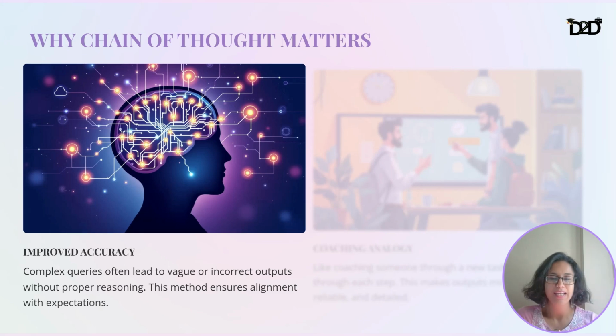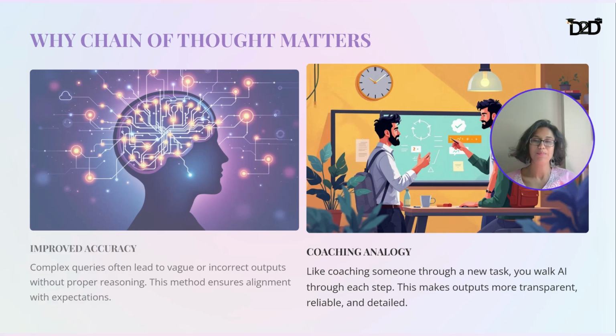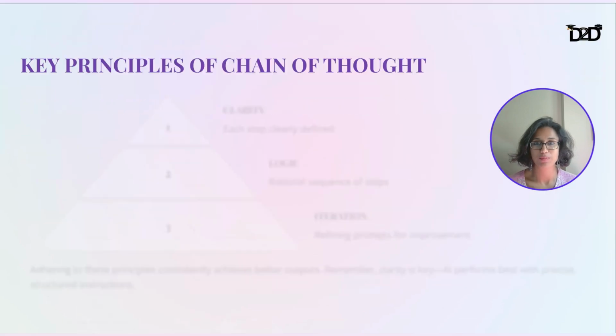Think of it like coaching someone through a new task. You wouldn't just give them the final goal, now would you? You would walk them through each step. Similarly, this method makes AI outputs more transparent, reliable, and detailed. So, what are the key principles of chain of thought?